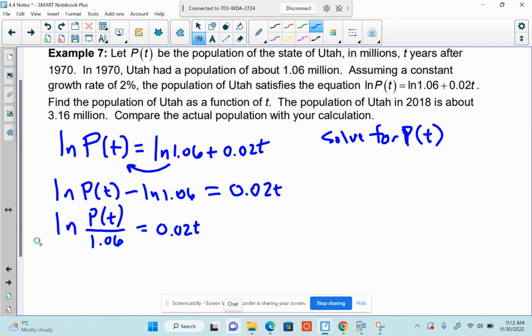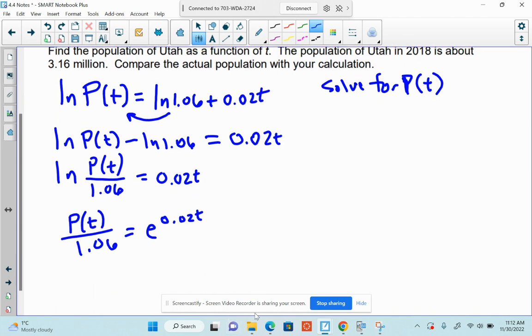And then we're going to rewrite this in exponential form, or we could do what Ms. Heckman did in the video. We could take both sides as powers of e. As long as we're doing the same thing to both sides, but we'll just rewrite it in exponent form. In exponent form, it says the argument, P of T over 1.06, equals e, which is the base, to the exponent, which is the 0.02t power. Then I'm going to multiply both sides by 1.06, and I have successfully solved for P of T.